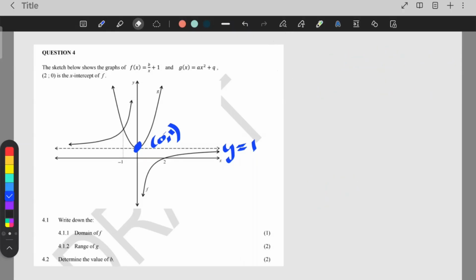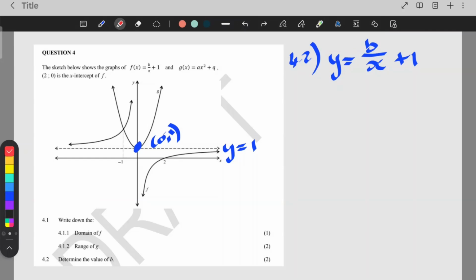Okay, 4.2, the next question. 4.2 says, determine the value of b. So let's look, where is b? Okay, b is there by the hyperbola. So let's write our function down, b over x plus 1. So we have to solve for b. To solve that, we just need a point on the hyperbola.